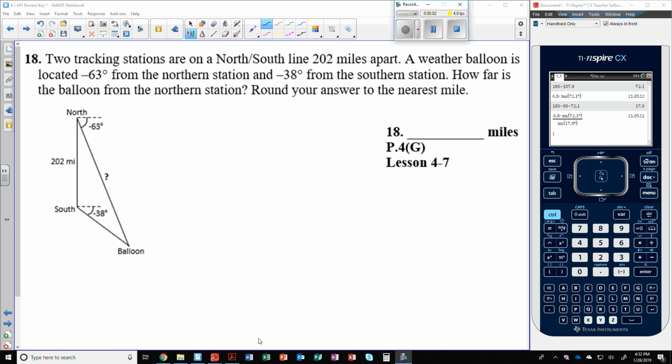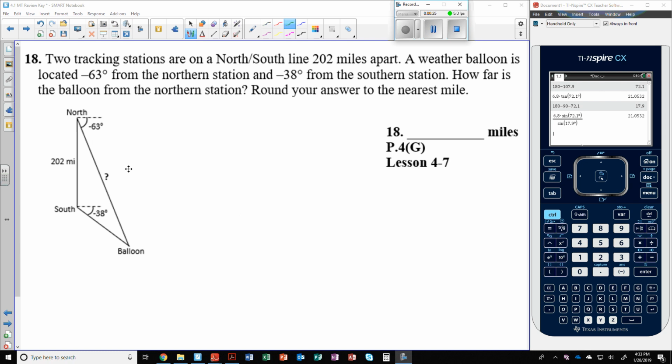Number 18. Two tracking stations are on a north-south line 202 miles apart. A weather balloon is located negative 63 degrees from the northern station, as shown here. This would be called an angle of depression, by the way, from the northern station, and negative 38 degrees, another angle of depression, from the southern station. How far is the balloon from the northern station, as represented by the question mark?